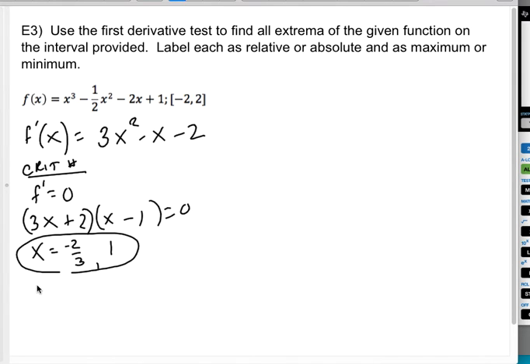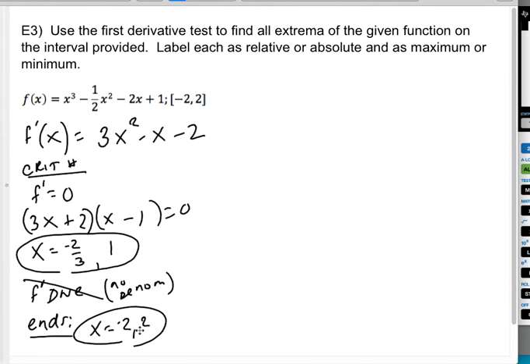The other kind of critical numbers are when f prime does not exist, but that's not an issue here because, again, there's no denominator, right? You can usually tell pretty quickly when f prime doesn't exist because it's when the denominator equals 0. And lastly, do I have endpoints? Yes, I do in this case. The endpoints are negative 2 and 2, right? And notice that both of these values fall in that window.